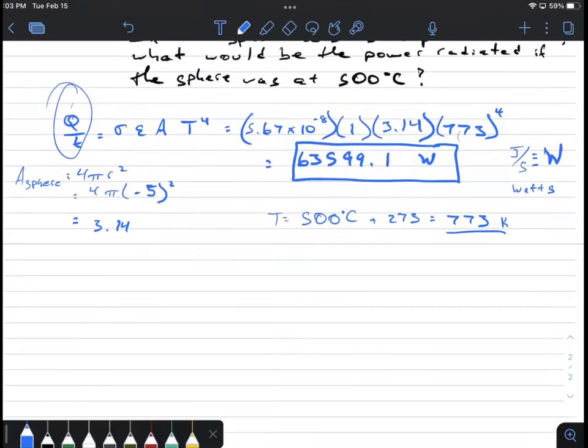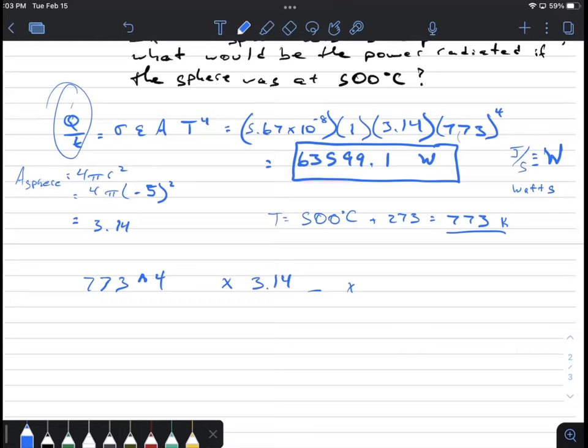First thing I do, this fourth power thing is the weird thing. So I'll first do 773, and then there's that little caret, little up arrow thing, to the fourth power. And then I'll push enter. And this will raise 773 to the fourth power for me. So now I have a number in my calculator. Then I say, whatever that number is, I multiply it by the 3.14. And then I push enter, and I get a number for that. Then I would multiply by the emissivity, but that's just 1, so I don't have to multiply by 1.